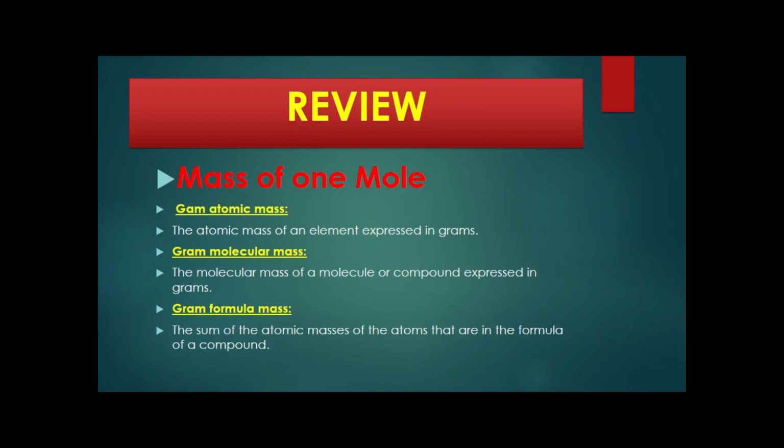Let's review some important points. Mass of 1 mole. As we have discussed earlier, when we have the mass of 1 mole, that mass is known as molar mass, and there are 3 types of molar mass: gram atomic mass, gram molecular mass, and gram formula mass. Gram atomic mass: the atomic mass of an element expressed in grams is called gram atomic mass. Gram molecular mass: the molecular mass of a molecule or compound expressed in grams is called gram molecular mass. And the gram formula mass: the sum of the atomic masses of the atoms that are in the formula of a compound, is known as gram formula mass.